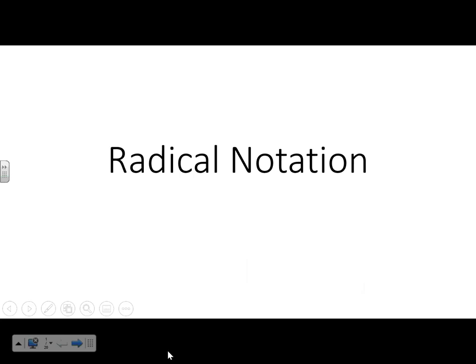So these are some quick notes over radical notation. There's a bunch of examples in this. So if it looks like these notes are long, if you look at how long the video is, it's because there's a bunch of different examples. So I'm going to go through the first couple examples slowly, but then I might start picking up the pace.